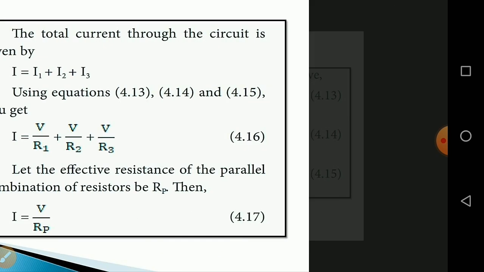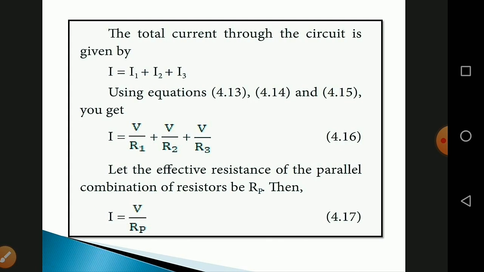The total current through the circuit is I = I1 + I2 + I3, using three equations. So I = V/R1 + V/R2 + V/R3. The effective resistance of the parallel combination of resistors can be written as RP, that means resistance in parallel. Then I = V/RP.